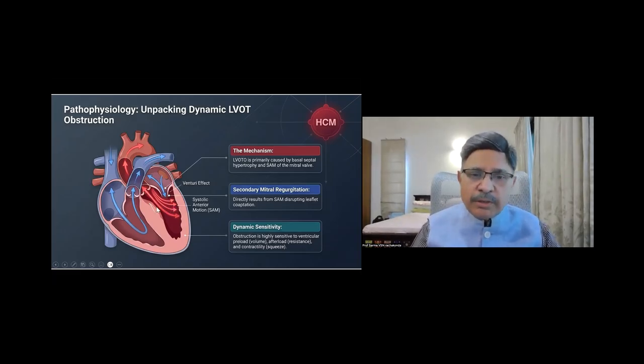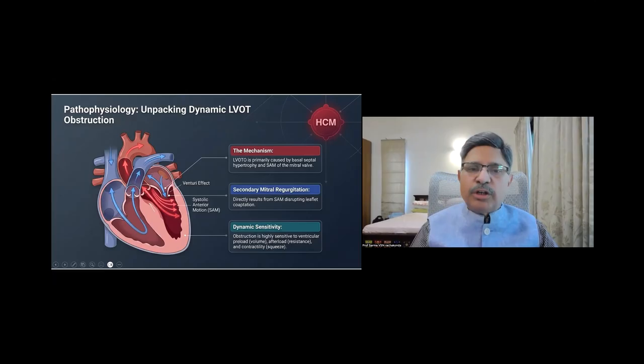Now, what is the reason for LVOT, left ventricular outflow tract obstruction? One, the septal hypertrophy and general left ventricular hypertrophy. Two, the systolic anterior motion of the mitral leaflet, and that is called SAM. So, LVOT is primarily caused by basal septal hypertrophy and SAM of the mitral valve.